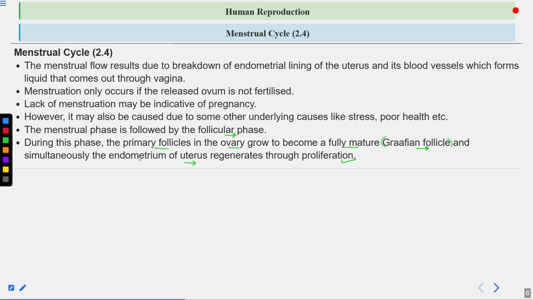So you can see in the follicular phase, the follicles are developing. Primary follicle transforms into Graafian follicle. And what else is happening? Simultaneously, the endometrium of the uterus regenerates through proliferation. Now the endometrium starts regenerating.